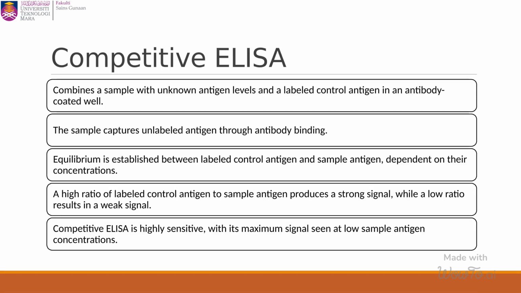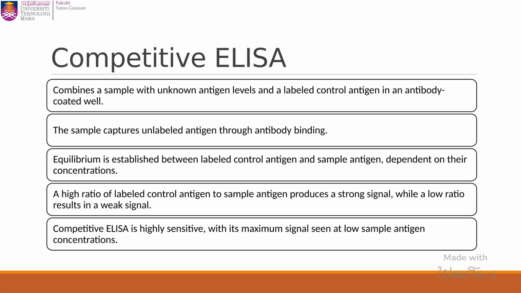In competitive ELISA, both an enzyme-linked control antigen and a sample containing an unknown quantity of unlabeled antigen are added to a sample well coated with antibody. In this assay, the sample is added first and the bound antibody captures the unlabeled antigen. The labeled antigen is then added, and a reversible equilibrium is established between the amount of labeled control antigen and sample antigen bound to the antibody depending on their relative concentrations.